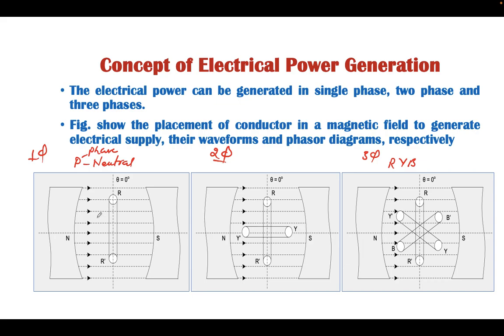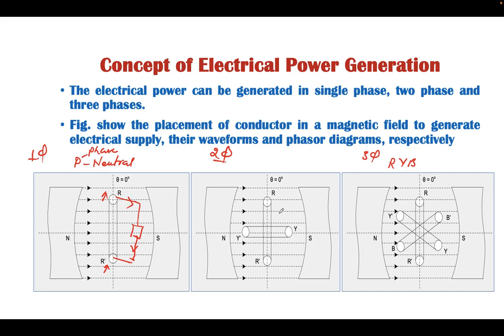In a single-phase system, only one conductor is placed in the magnetic field, and there will be development of EMF. If current is leaving from this end, then it will be entering from this end, and hence we can say there are two conductors, and if a load is connected over here, then current will flow in this direction depending upon the rate of change of flux linkage. So there are two conductors, and in between them the load is connected.